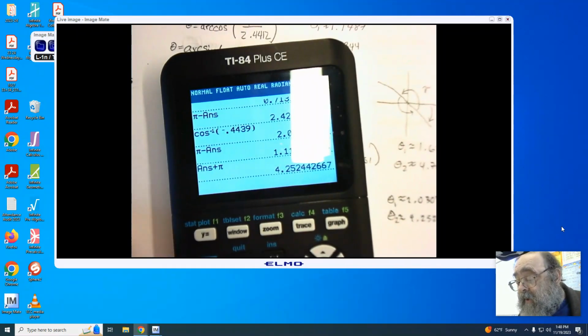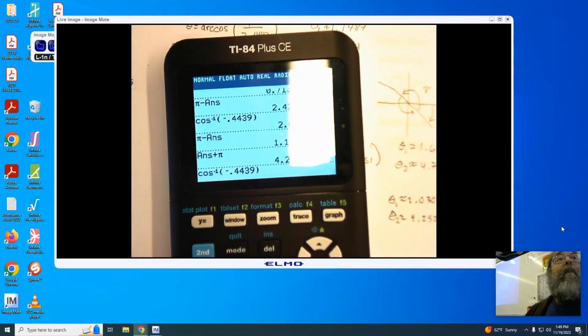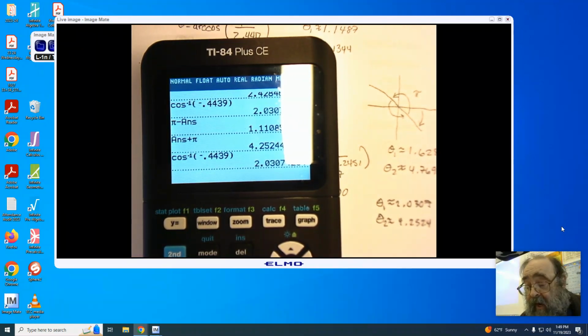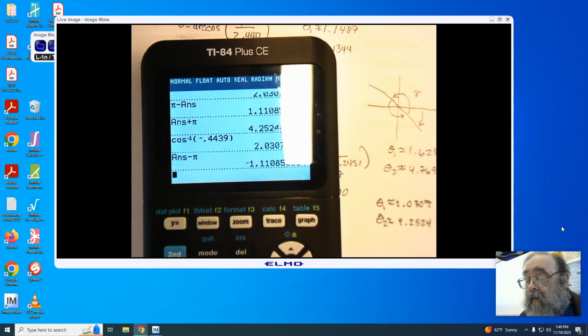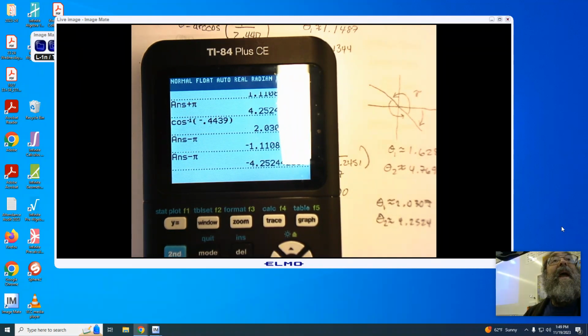Now let's do that again. This time we're going to use the negative. So if I go second enter, second enter, second enter, I'm right back where I was. I hit enter, got my answer in the second quadrant. I subtract pi, and I get the negative.